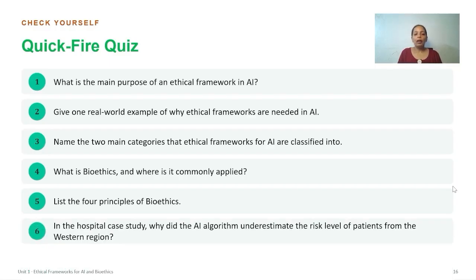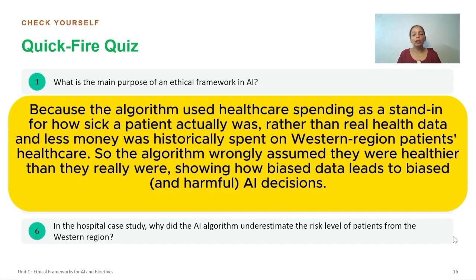Question number 6. In the hospital case study, why did the AI algorithm underestimate the risk level of patients from the Western region? Because the algorithm used healthcare spending as a stand-in for how sick a patient actually was, rather than actual health data, and less money was historically spent on Western region patients' healthcare. So the algorithm wrongly assumed they were healthier and learned from it. Biased data leads to biased AI decisions.